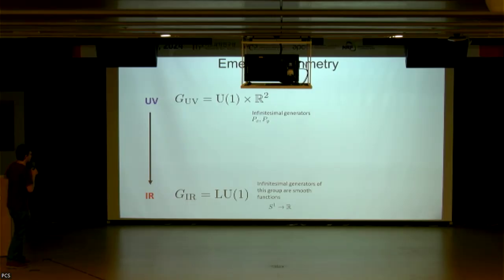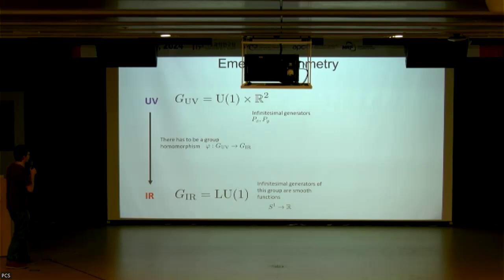So the UV symmetry, let's assume that we have global charge conservation, and I wrote R squared because I assume we have continuous translation symmetry. You could also do a similar argument for lattice translation symmetry. Because it's a Lie group, you can talk about infinitesimal generators. For this R squared, the X and Y momentum are the infinitesimal generators. For the IR symmetry group, the infinitesimal generators are smooth functions from the circle into R.